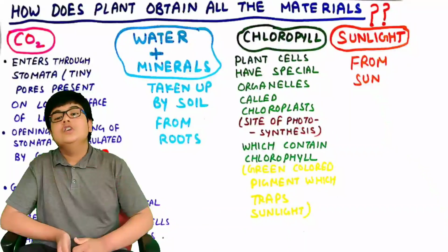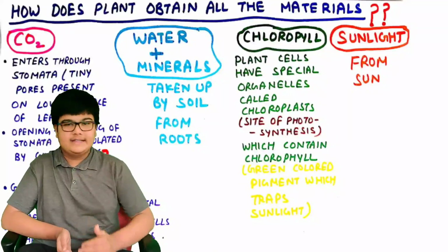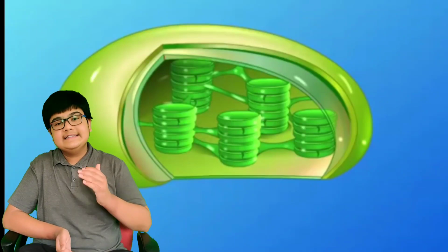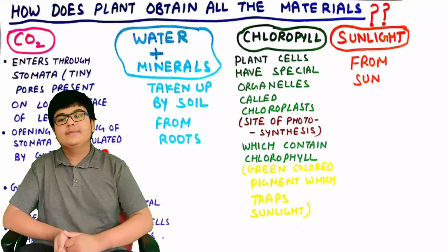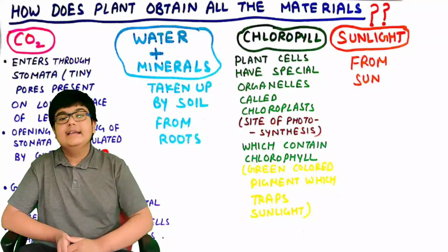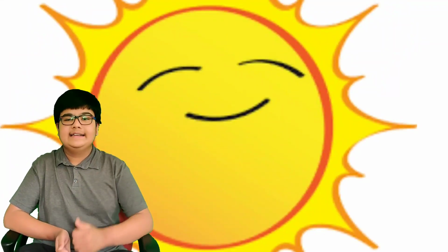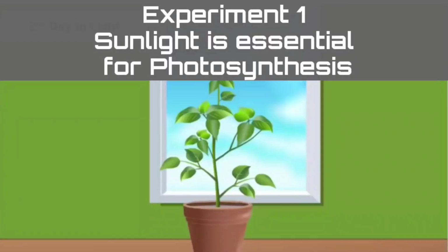Third, chlorophyll. So plants have some special organelles called chloroplasts, and these are the site of photosynthesis, and they contain chlorophyll. Fourth, sunlight. It is obtained from the sun and it is trapped by chlorophyll. Now, let's conduct a few experiments to prove that all these materials are necessary for photosynthesis.